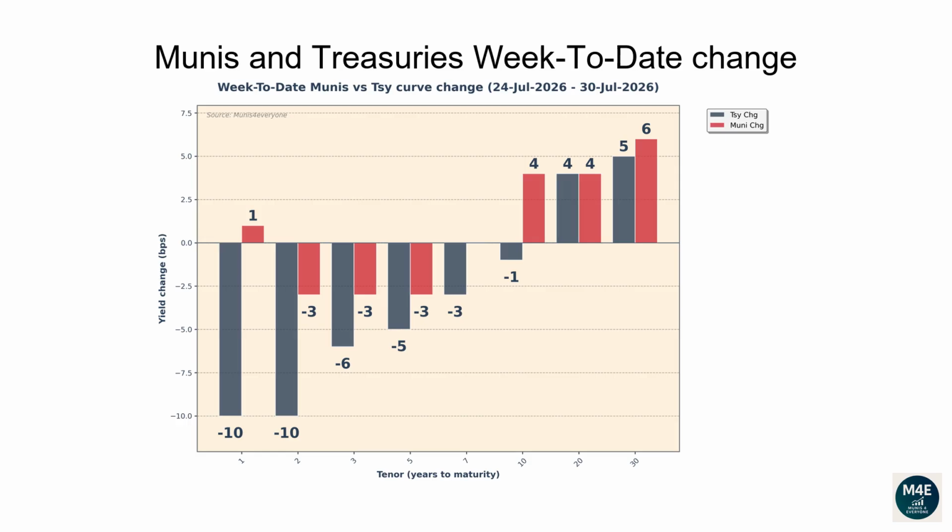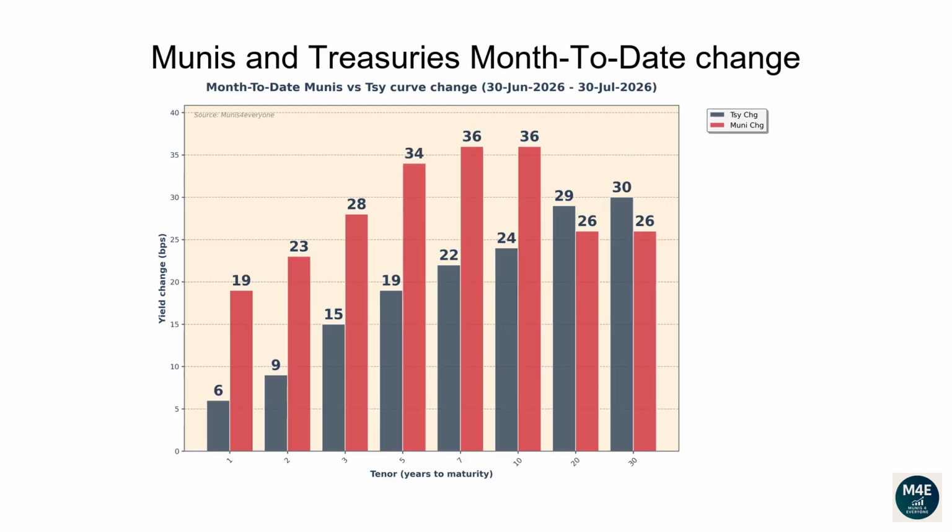This graph is similar to the previous one, but instead of showing how interest rates have moved versus the prior day, they show how much they have changed since the end of the previous week. The current bar plot shows how Munis and Treasuries have changed since last Friday. This graph shows how much interest rates have changed since the end of the previous month. The current bar plot shows how Munis and Treasuries have changed since the end of June.